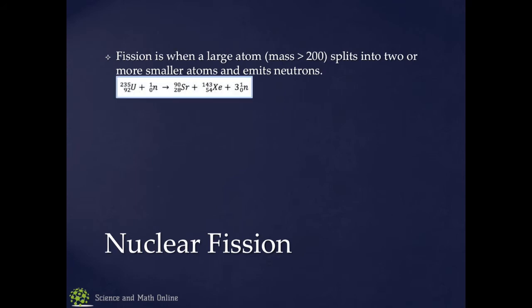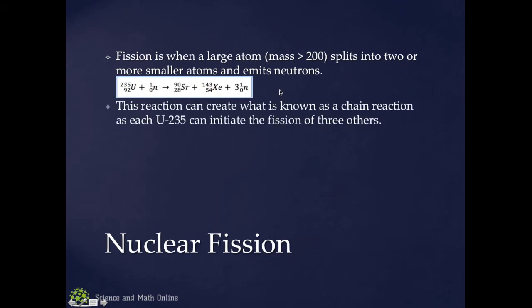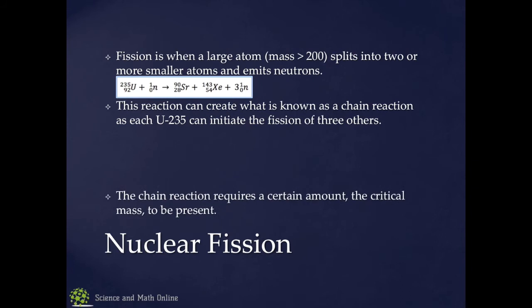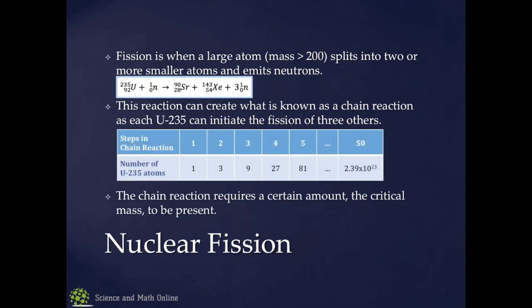So for example, uranium-235. When it is struck with a neutron, it will split into strontium and xenon. Both of these are stable, and so it stops, but then it gives off three more neutrons. Okay. This reaction can create what is known as a chain reaction, as each uranium-235 can initiate the fission of three others. So it takes one neutron to start the reaction, but it gives off three more. And so as it gives off those three, then we get what's called a chain reaction. And it requires what we call a critical mass to get started.